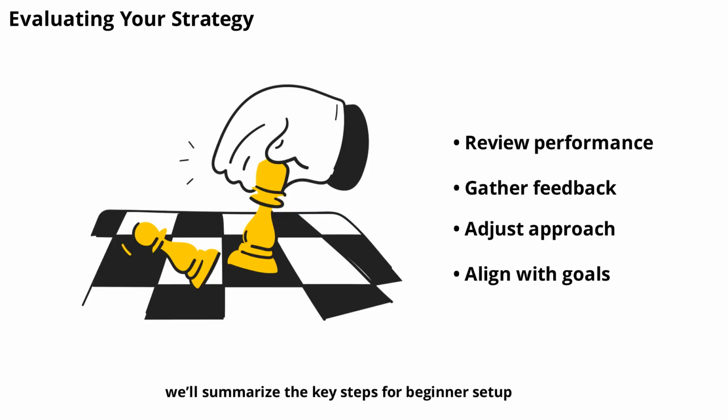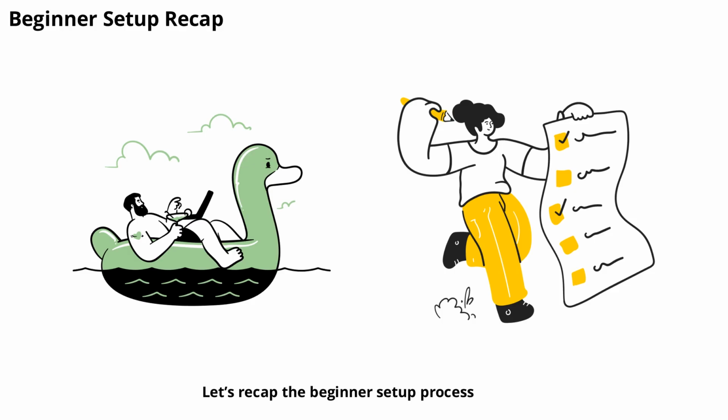Next, we'll summarize the key steps for beginner setup. Let's recap the beginner setup process for inventory management software in knowledge management. Start by understanding your knowledge assets and choosing the right software. Organize, categorize, and import your assets. Then configure permissions, notifications, and integrations. Train your team, set up feedback channels, and maintain data quality. Regularly review and improve your system to keep it effective.